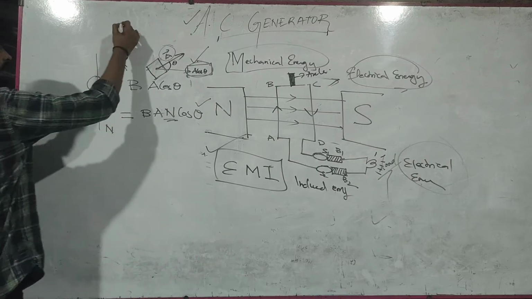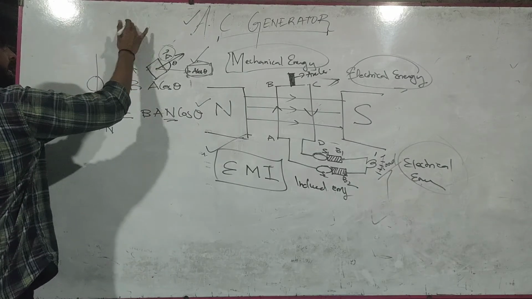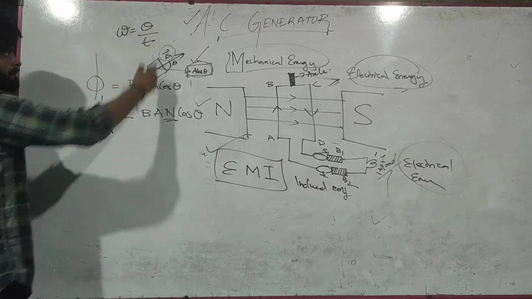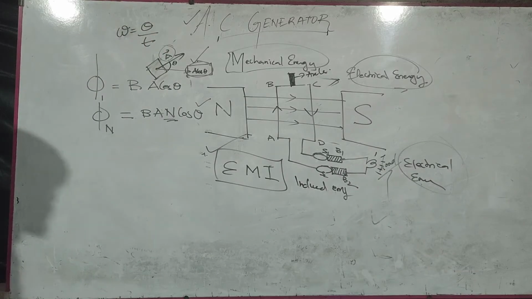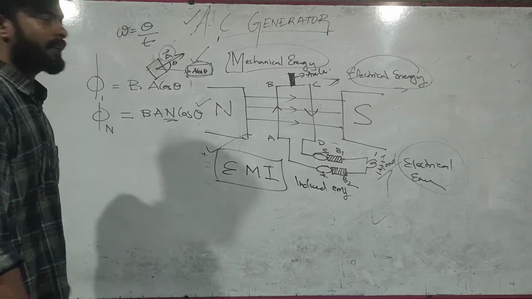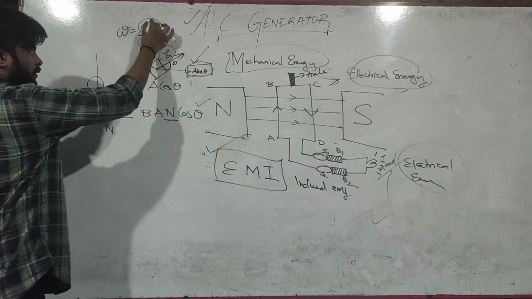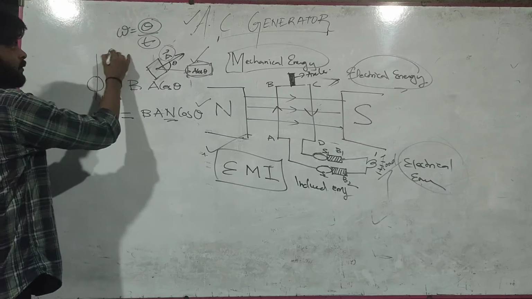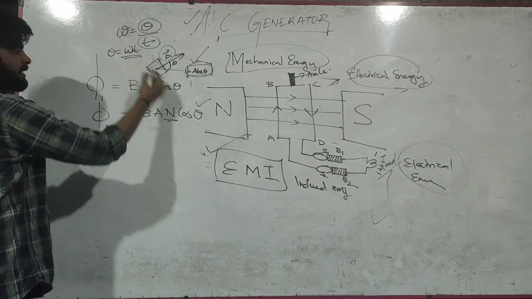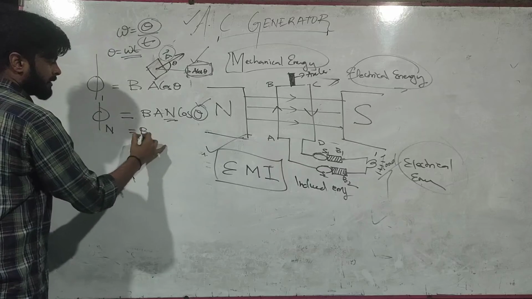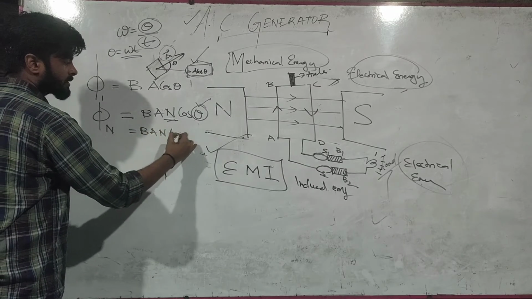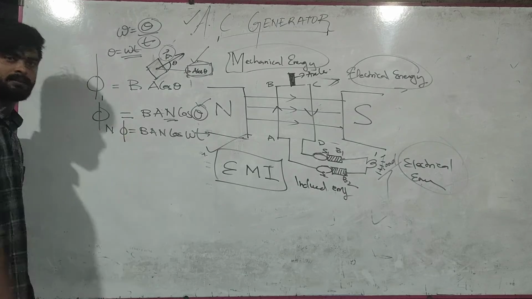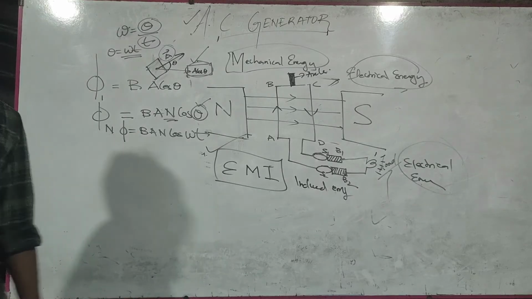And we have learned in 11th grade that omega, angular velocity, is theta by t. It can be called either angular frequency or angular velocity. It is the rate of change of angular displacement. Omega is theta by t, so theta is equal to omega t. So instead of theta, you can write BAN cos omega t. And this is your magnetic flux.